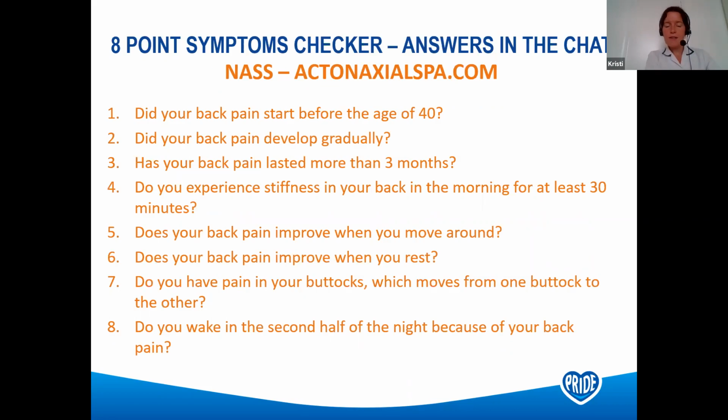I want you all to just have a little go at answering each one of these questions. If you were a patient with inflammatory back pain, can you put the number of the question and then yes or no to each one of these? I just want to get a little bit of a feel for what your background knowledge is here. So in the chat, put one, yes or no, two, yes or no. Has your back pain lasted more than 3 months? For 3, yes or no. So just start popping some yes or no's in the chat.